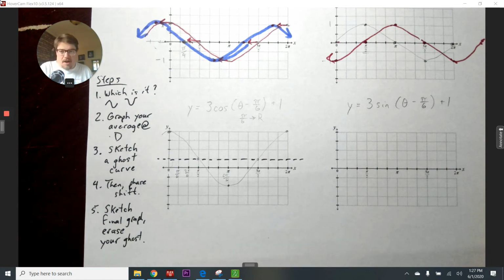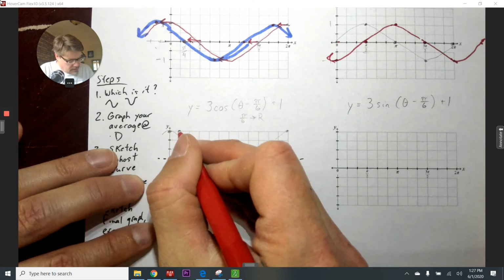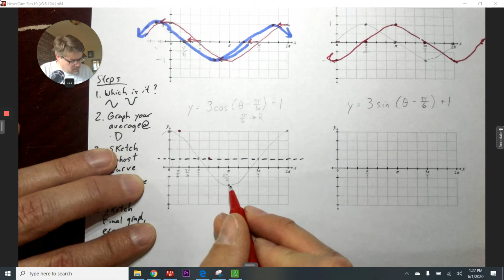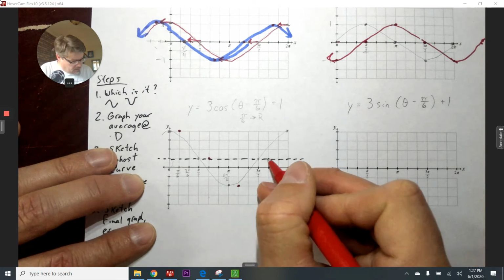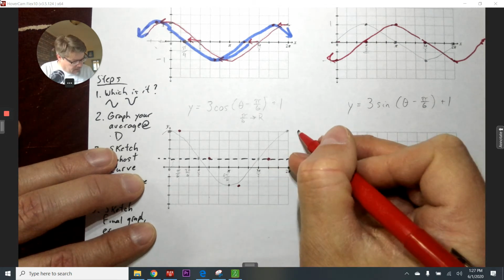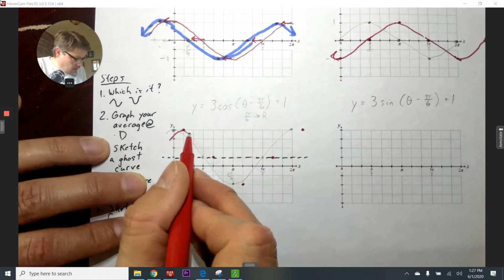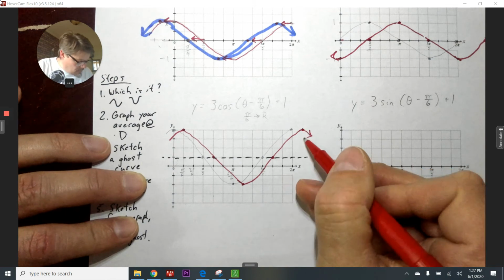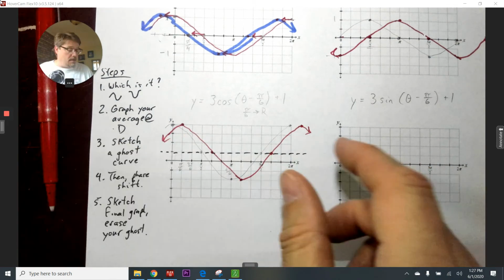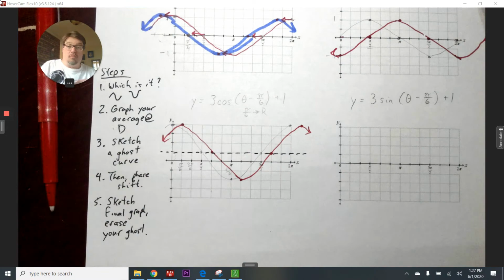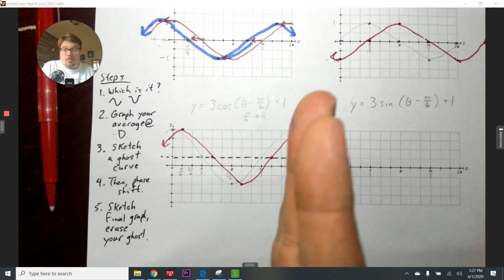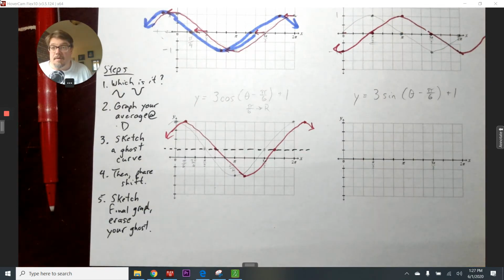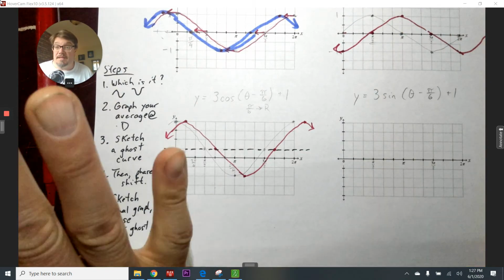So from here, it's going to go here. I go to my next major point here. It goes here. This guy goes over here. This guy goes over here. And this guy goes over here. And so now I have my final graph. Now I'm going to take my eraser and erase my ghost. Okay, so the whole cosine curve just shifted over pi/6 to the right. Okay, that's it. That's how you do it.